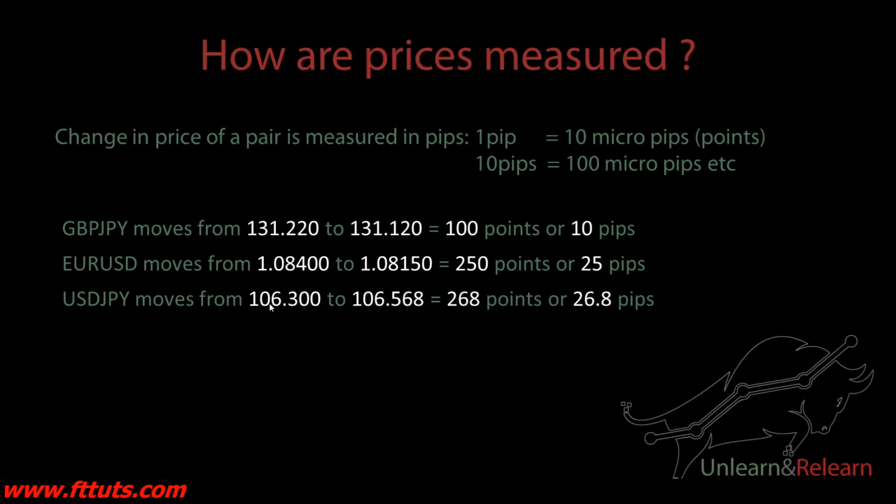In the same way, when we're talking about USD/JPY, let's say we had price at 106.300 and Mr. Hashir had a buy order at 106.300 and price moved to 106.568. When you subtract these two prices, you get 268 points or 268 micropips, which is 26.8 pips. We're always measuring price in terms of pips, because when we calculate pips in lots, we get our dollar outcome, which we'll talk about later on.